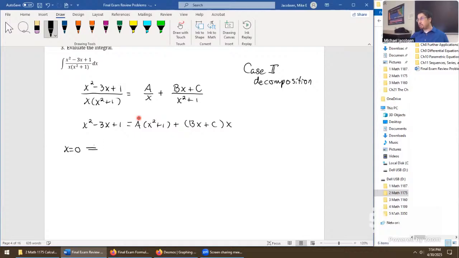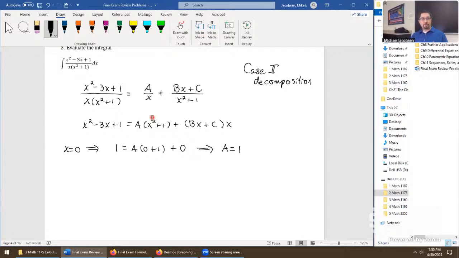Set x to 0. We're doing that everywhere x exists on the equation, left and right hand side. So 1 is now equal to a times 0 plus 1 plus 0. So we've got a coefficient already. A is 1.